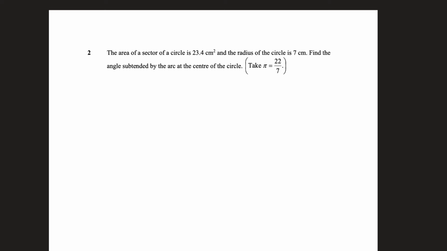Hi, and we are looking at another O-level question here in this video that also talks about area of sector of circle. So let's read the question. It says area of sector of circle. Okay, it gives me the area. And then it says the radius of the circle is 7 cm. Okay, that's all fine to know. And it's saying find the angle subtended by the arc at the center of the circle.